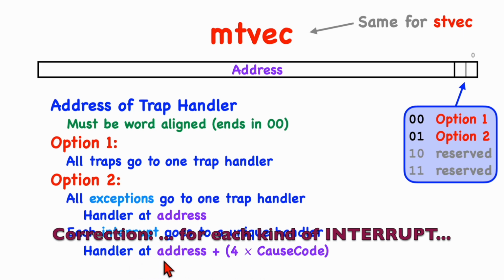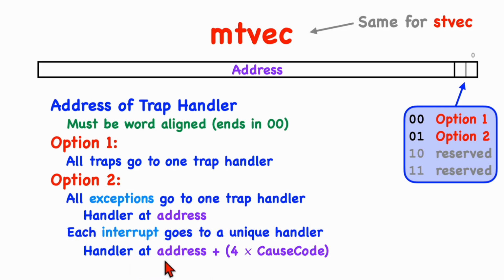The starting address, the address that the hardware will jump to when an interrupt occurs, is computed by taking the interrupt code number, which is in the cause register, multiplying it by 4, and adding it to the address that's in mtvec. The hardware will then force a jump to whatever address is computed. Let's see how this works.